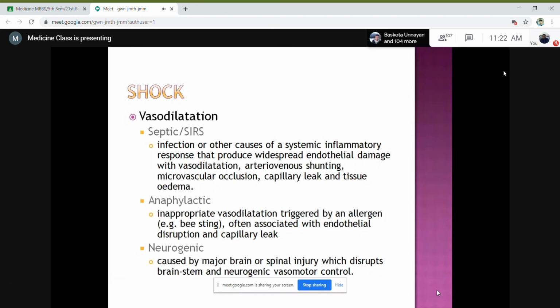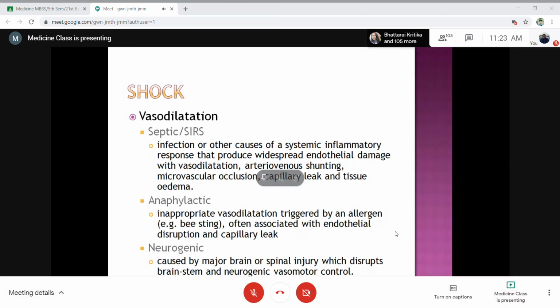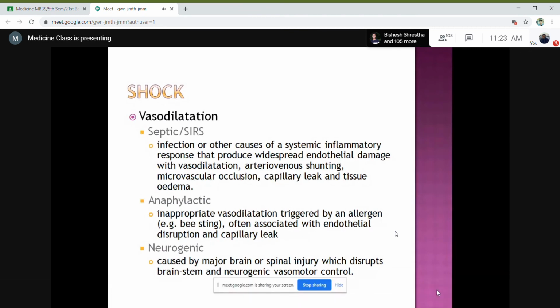And the other type of shock is anaphylactic shock, which is also because of vasodilatation. It is generally because of inappropriate vasodilatation triggered by any allergen, like bee sting, wasp bite. And it is often associated with endothelial destruction and capillary leakage. And the other one is neurogenic shock, which is generally caused by major brain or spinal injury, which disrupts the brain stem and neurogenic vasomotor control.